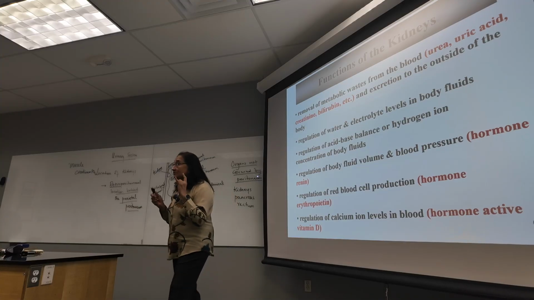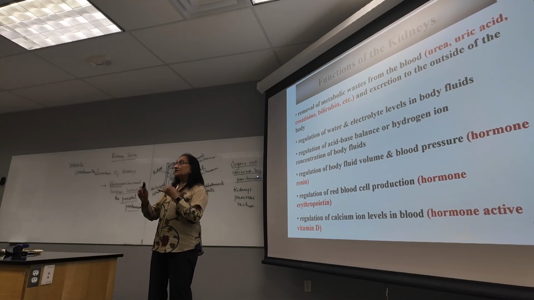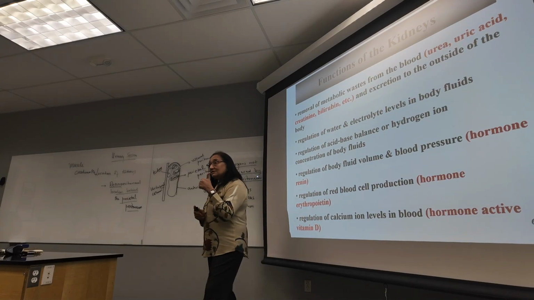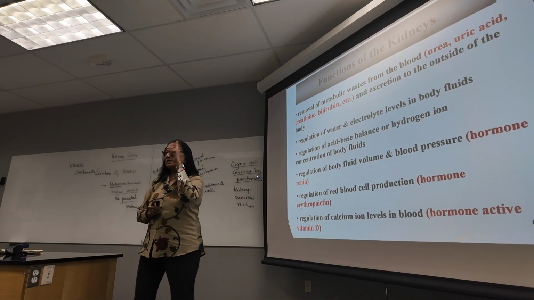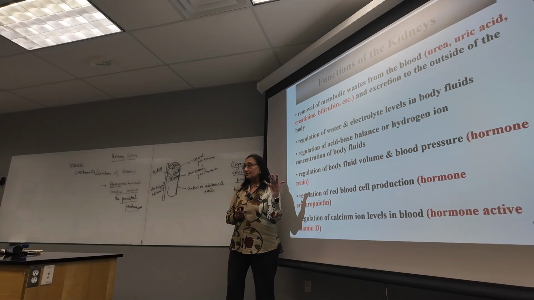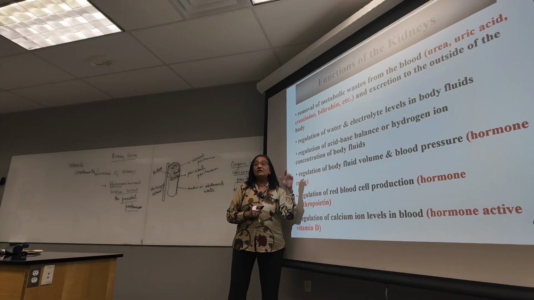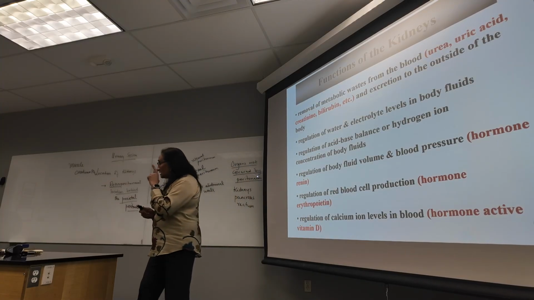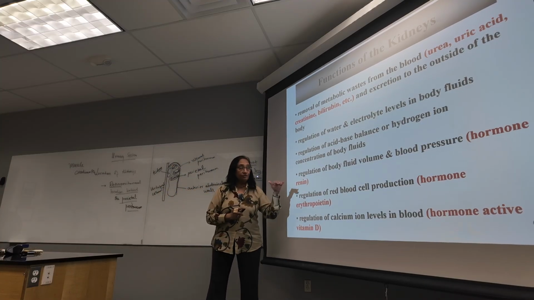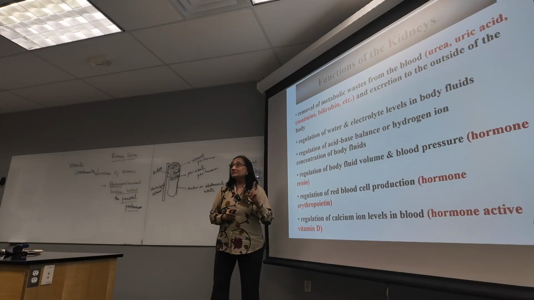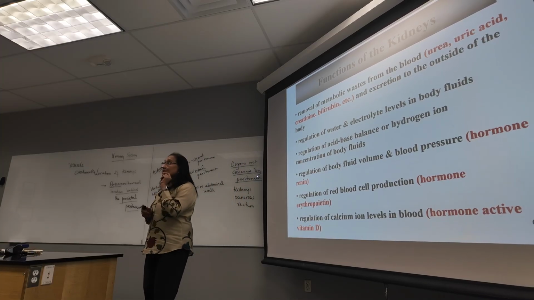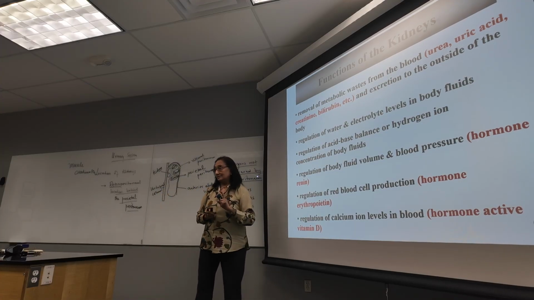Blood volume and blood pressure, we have already seen that, the renin, angiotensin, aldosterone mechanism, very important. So one reason for high blood pressure is kidney disease. Whenever somebody presents with high blood pressure, they will check kidney functions, because if the kidney is damaged, blood pressure can be high. It is not going to function properly. Red blood cell production, the hormone erythropoietin is also released from the kidney.